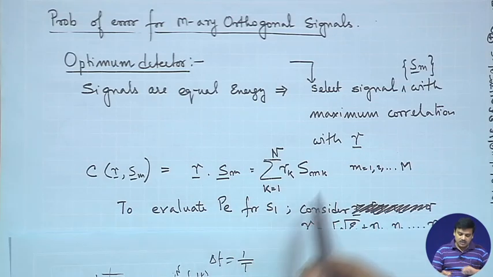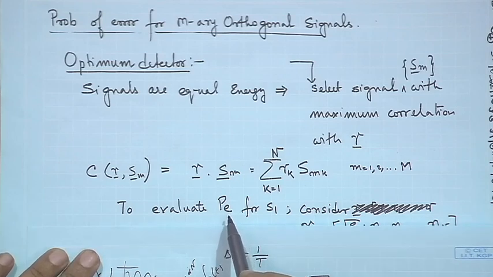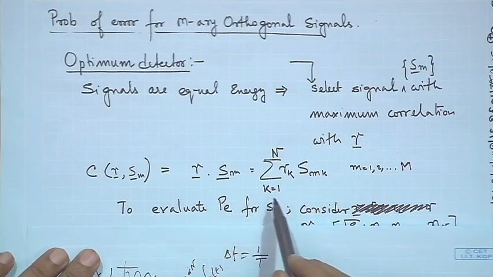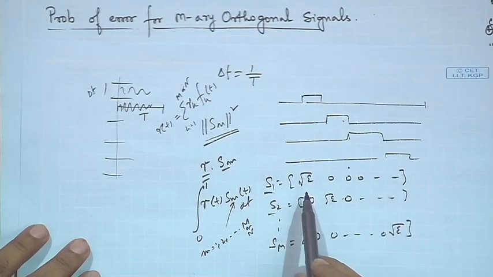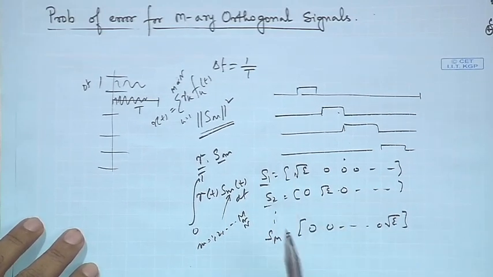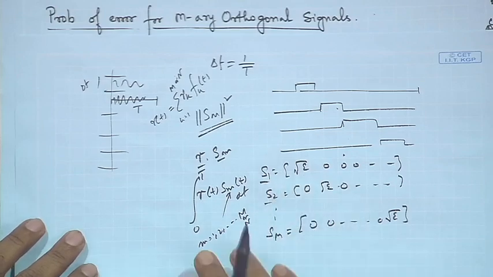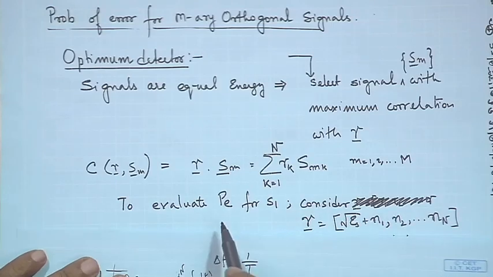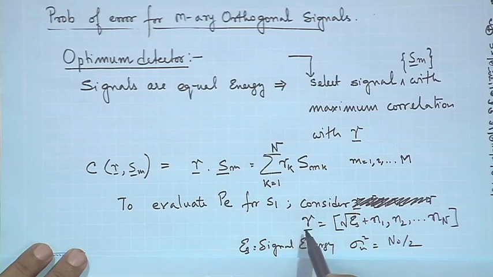So, this is a generic expression. To evaluate the probability of error for S1, we are assuming that S1 is being sent. It will be the same for all others, so it is not much of a problem. Let us consider S1, and this is the approach we had taken while discussing the performance of PAM signals as well. To evaluate the probability of error for S1, let us consider the received vector.